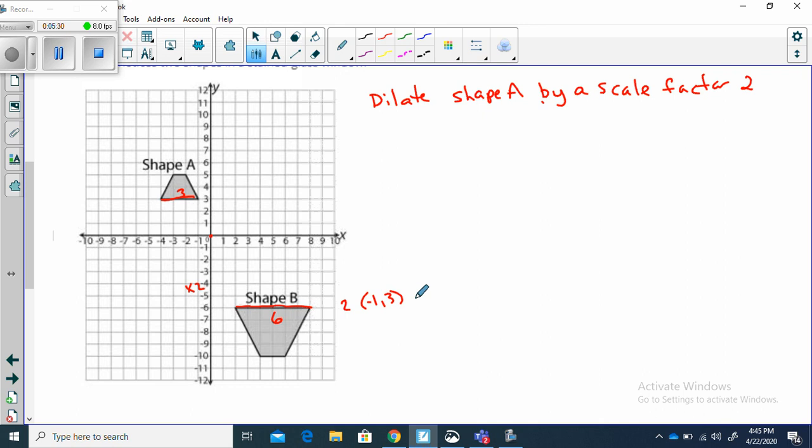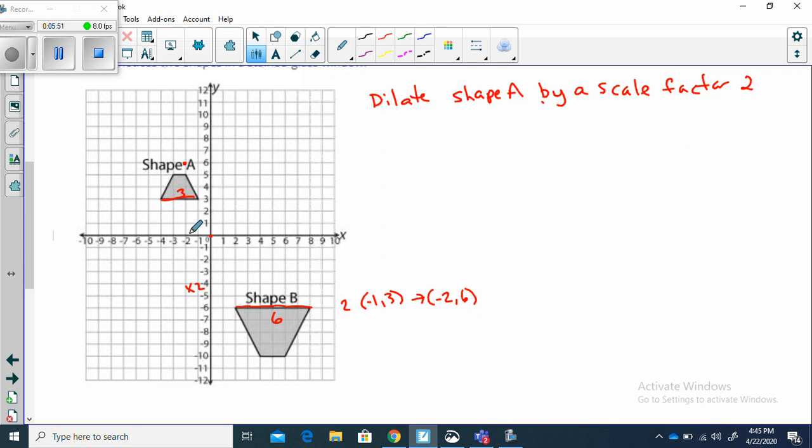If I multiply that by 2, I would wind up with, distributive property sort of thing, -2, 6. Okay, so let's plot -2, 6. -2, 1, 2, 3, 4, 5, 6. This is where this point moves to. Now let's move this point.